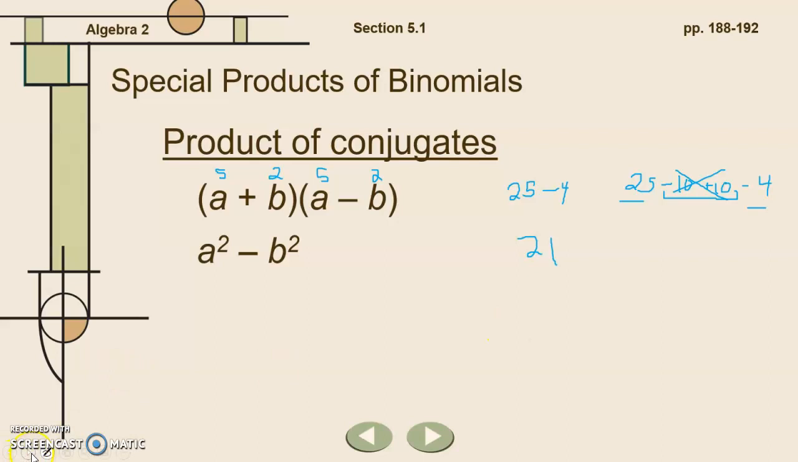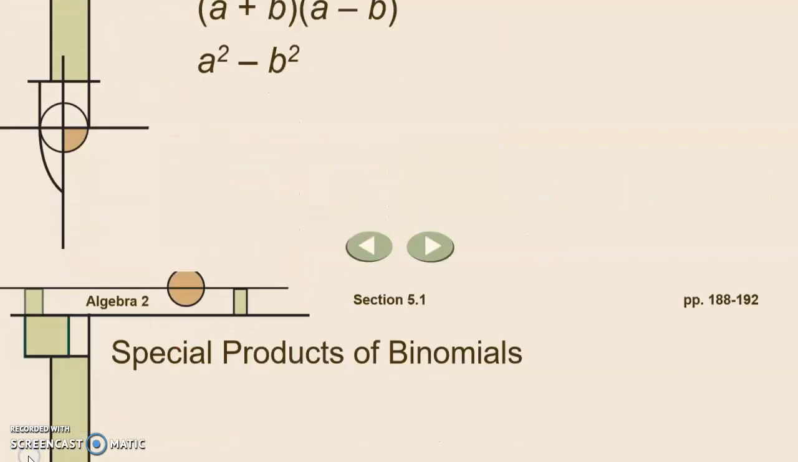And that will work whether we're using number terms or terms with variables. It will work every time. So if you notice that you're multiplying binomials that are conjugates, you don't have to FOIL. You can just take this little shortcut here.